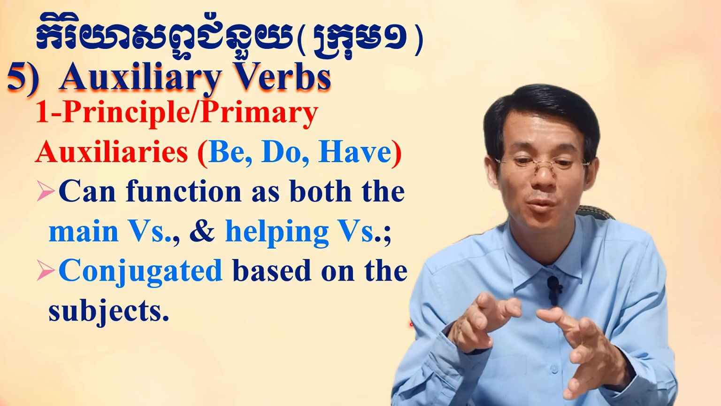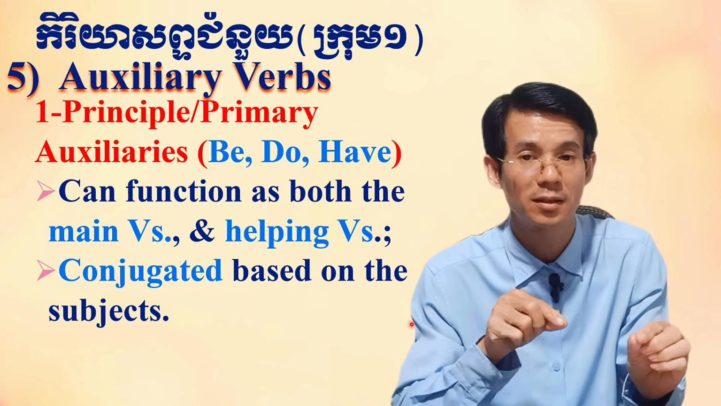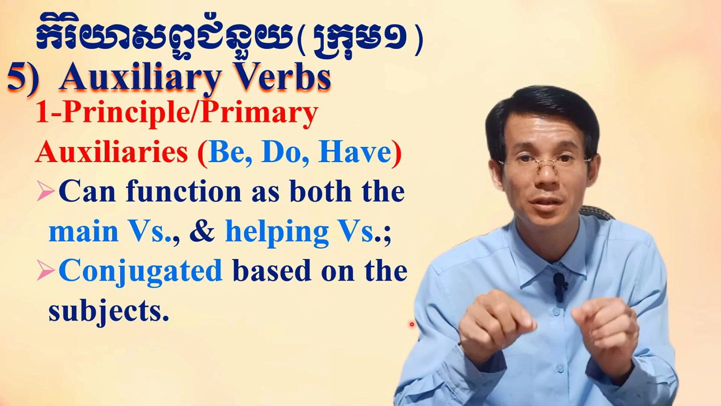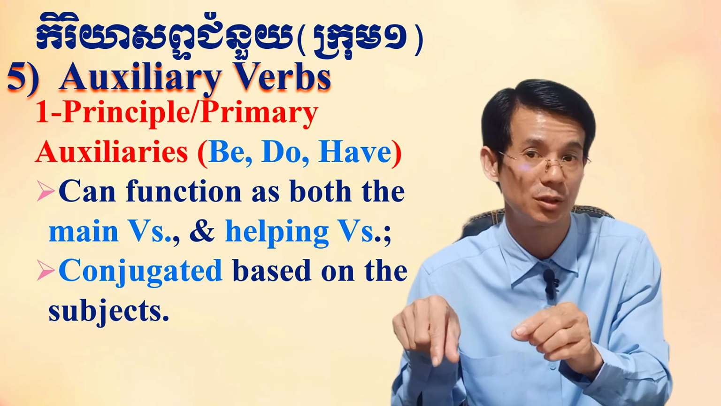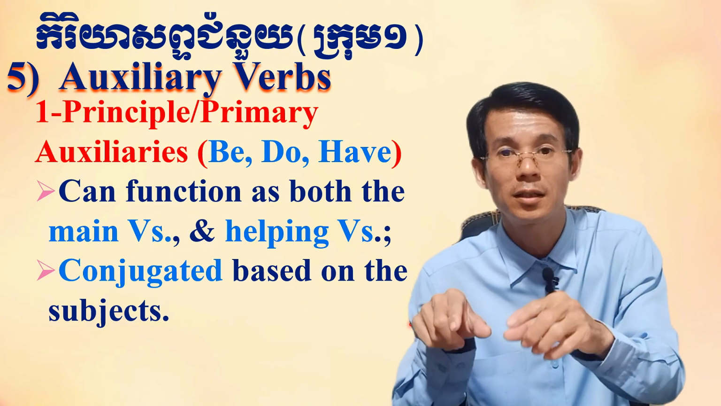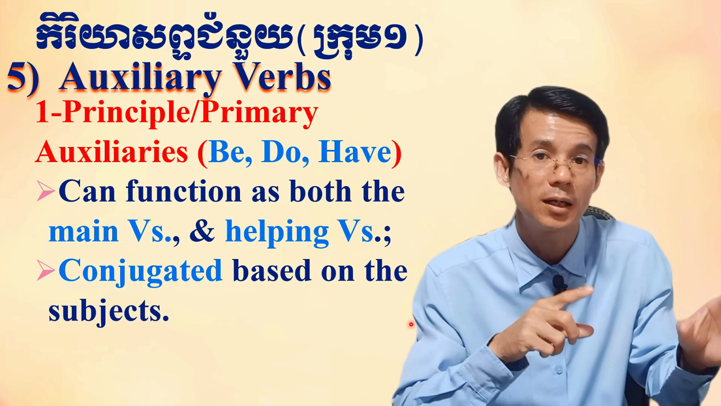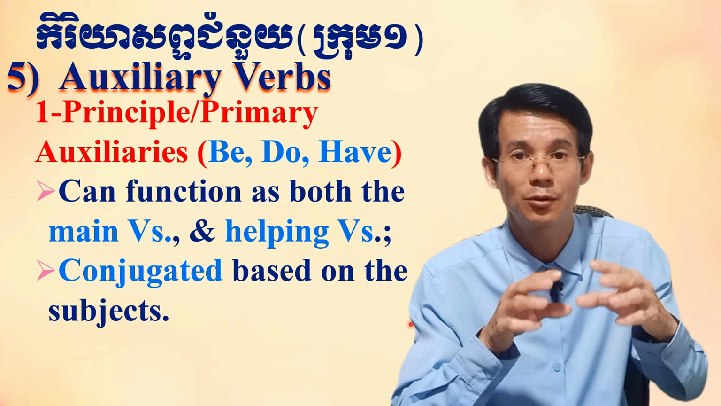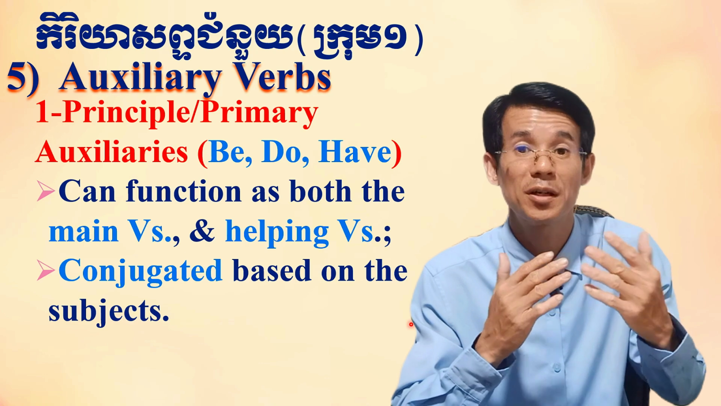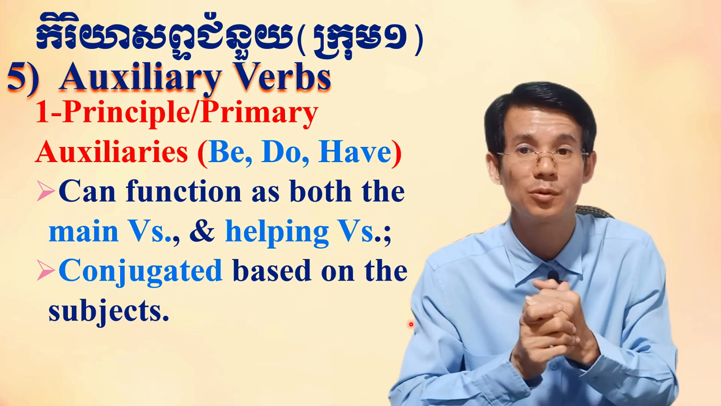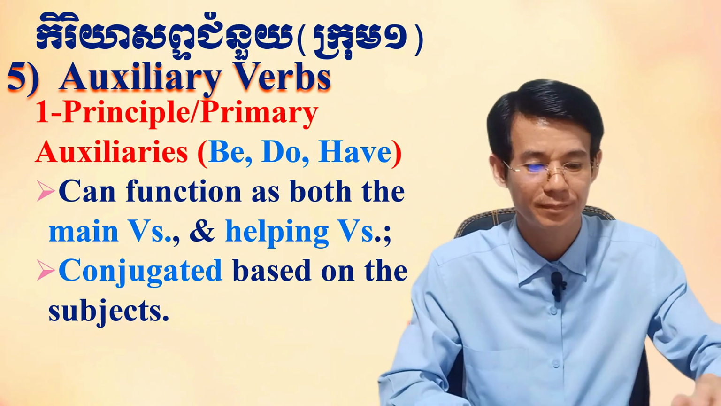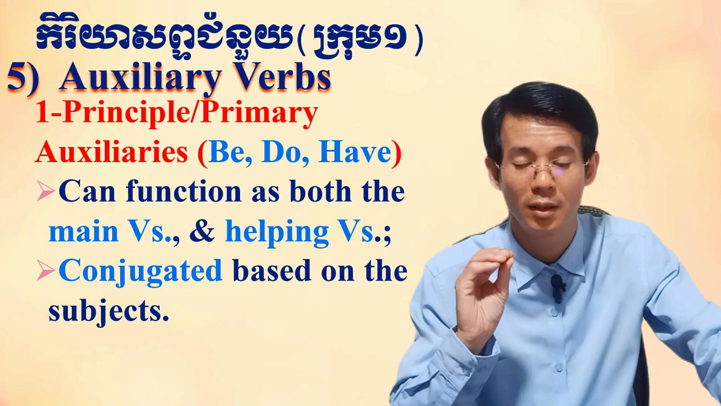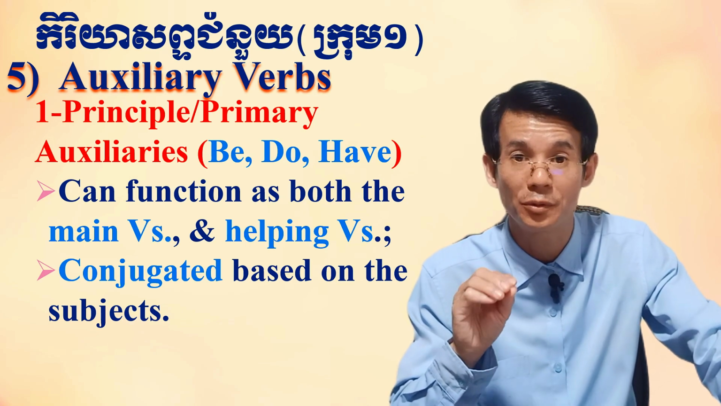So when they are the main verb, they have to be conjugated according to the subject. That means they have to be changed to agree with the subject. For example, if the subject is third person singular, he, she, or it, they have to take special spelling. They have to change their base form to various forms according to the subject. So these are the first two things you have to remember or understand about principal auxiliaries.